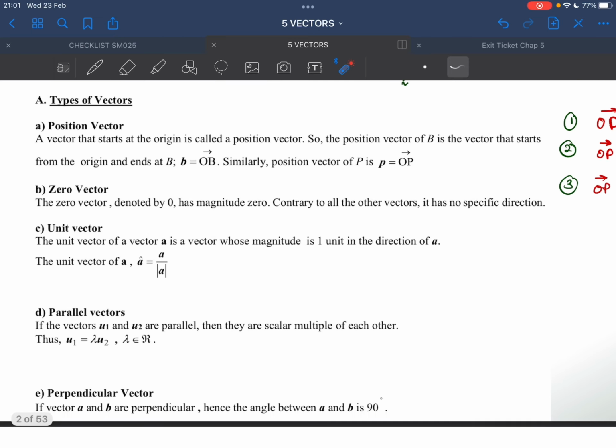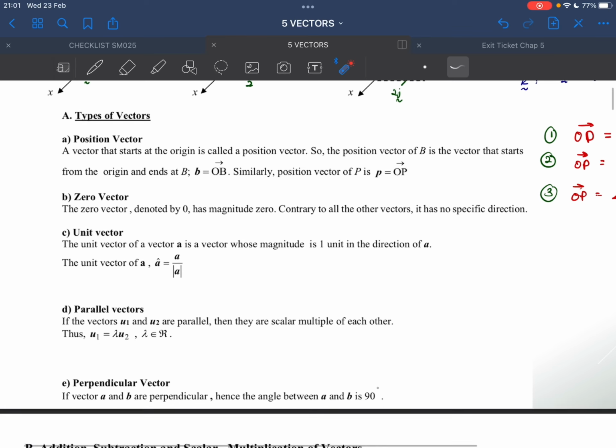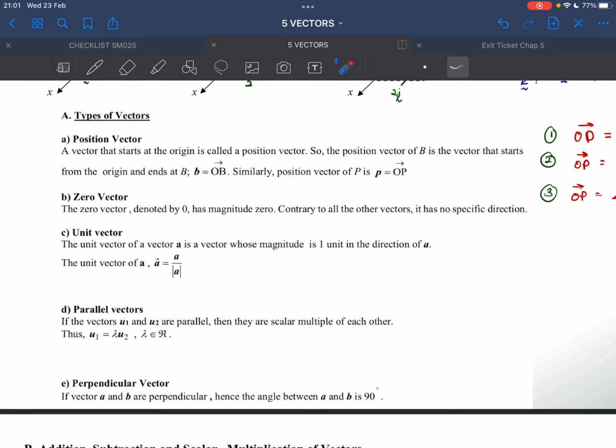Let's see the third one. We have a unit vector. So this is a very important unit vector. Ramai yang akan terlupa apa itu unit vector. So a unit vector of a vector A, where vector A here is a vector whose magnitude is 1. That means the length is 1, in the direction of A. So this is the formula to find your unit vector.